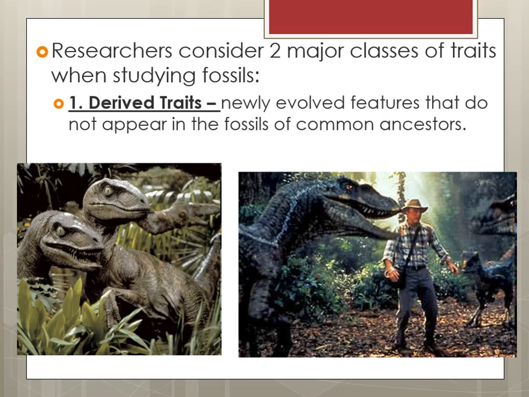But when we look at fossils, there's two classes of traits that researchers typically look at. Now, the first one is called a derived trait. So these are newly evolved features that don't appear in the fossils of common ancestors.